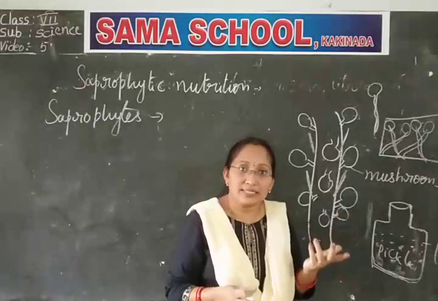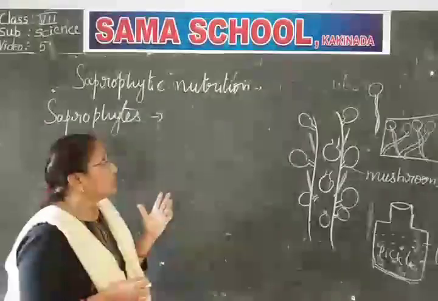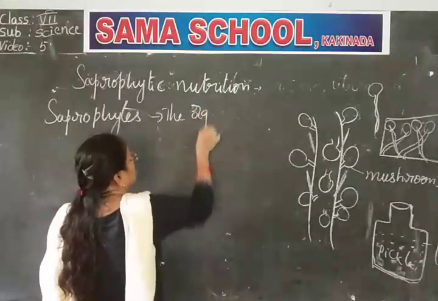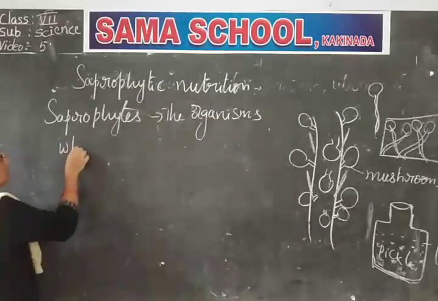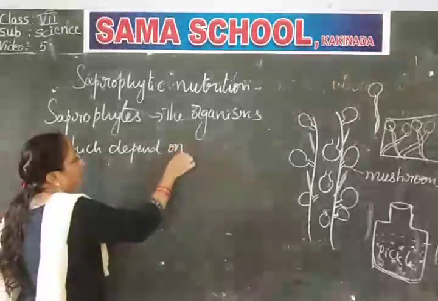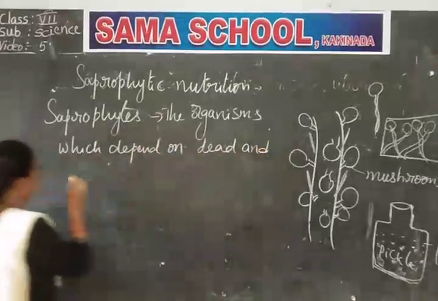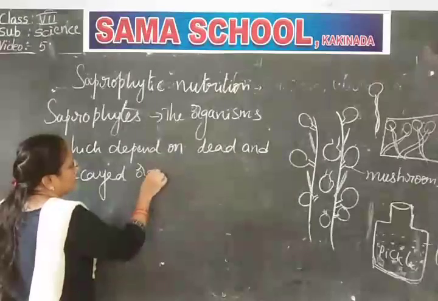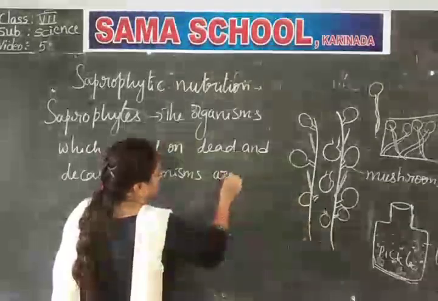These are nothing but saprophytes. So now, what are saprophytes? See the organisms. Write down the definition now. The organisms which depend on dead and decayed organisms are called saprophytes.